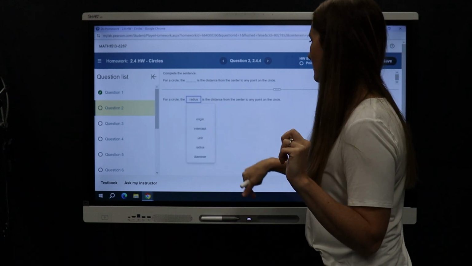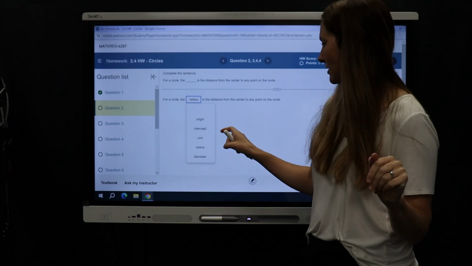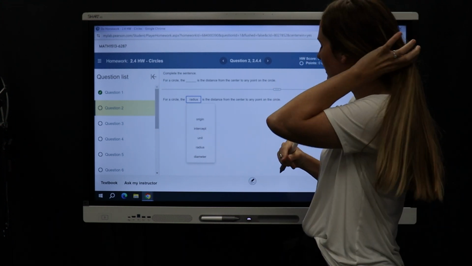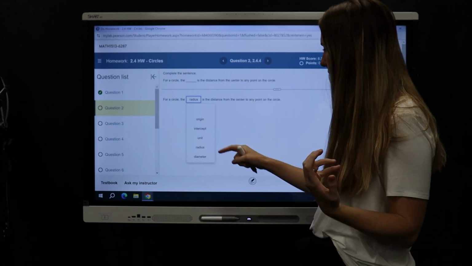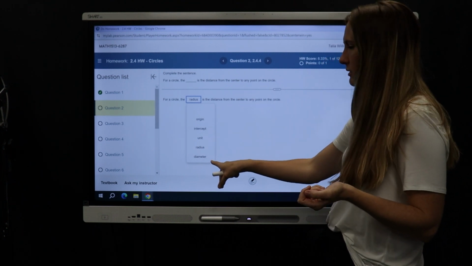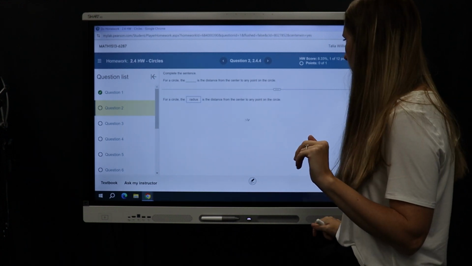What options did they give us? Let's look at it. Origin, that's 0, 0. That doesn't necessarily have to deal with circles. Intercept, that doesn't really deal with circles. Unit is just what we call each space on the coordinate plane. Radius deals with circles. That's what they're looking for. Center. Diameter is the distance all the way across a circle through the center.